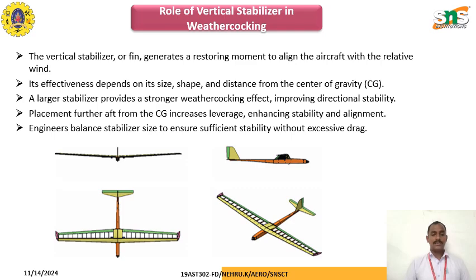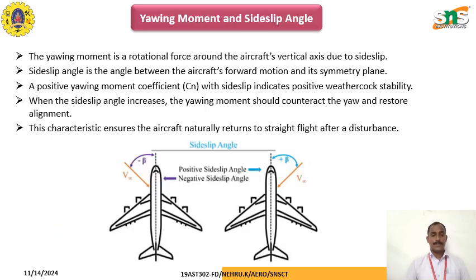A larger stabilizer provides a stronger weathercocking effect, which improves directional stability. Placement further aft from the CG increases leverage, enhancing stability and alignment. Engineers balance stabilizer size to ensure sufficient stability without excessive drag produced by the vertical stabilizer.